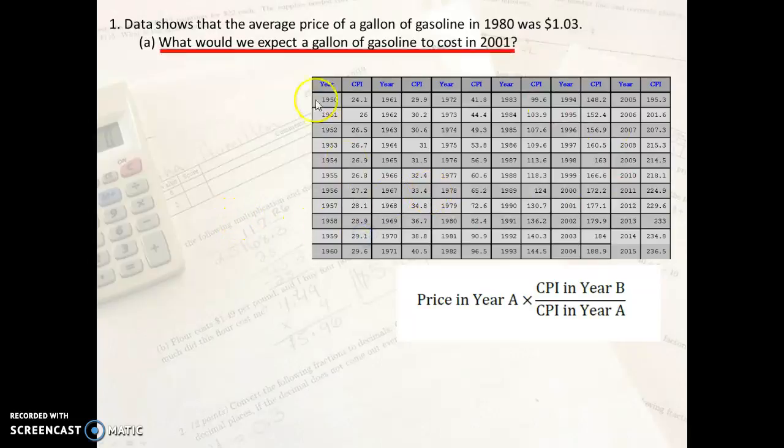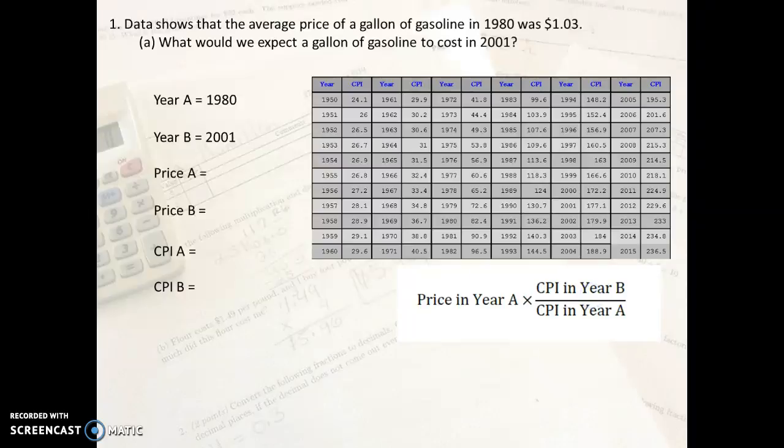If I am looking at 2001, that is my year B in this formula. Year B is the finishing year, where I'm going, the final ending year. Year A, well, I'm talking about 1980 in the problem, so that's my year A, and you can see the year A in the formula represents the starting year. So starting 1980, I'm getting to 2001. What do I need? I need the prices and the CPIs in those years. Okay, I've got those numbers right here.